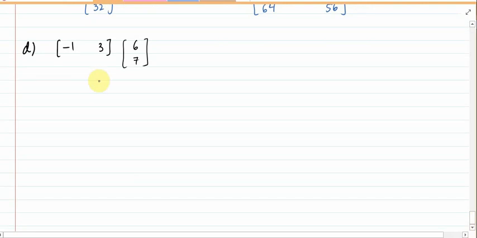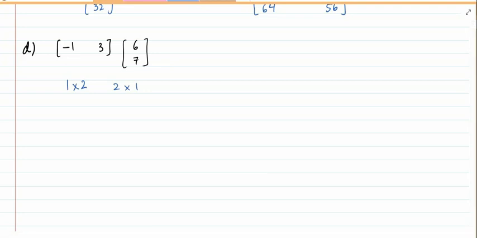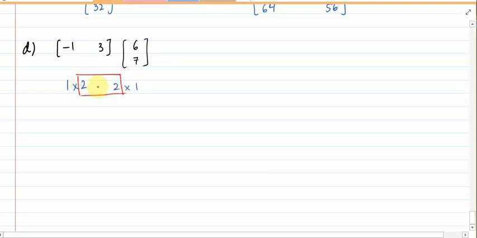Now the first step is to write its order. So first matrix, it has 1 row and 2 columns, right? So its order is 1 row and 2 columns. The next matrix has 2 rows and 1 column. So it's 2 rows and 1 column, right? So if we check our condition, first column and second row, they are equal, right? They are equal. So we can multiply the matrix. And you see that the resultant matrix should be of order 1 by 1.